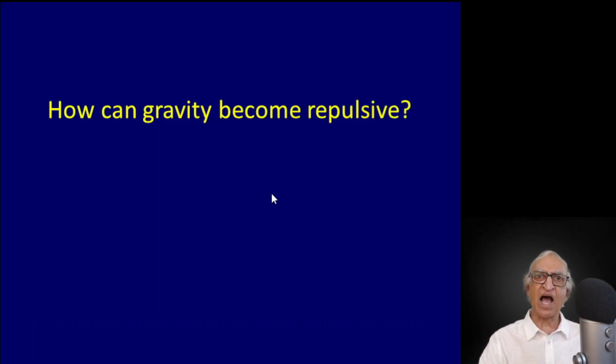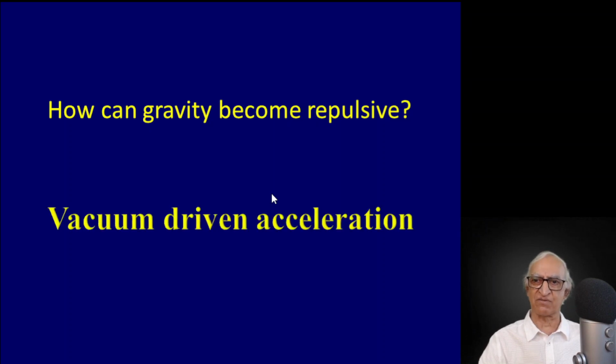So the question is, how can gravity become repulsive? And how can gravity cause an acceleration, an exponential expansion of the universe? That is possible if the energy density of the universe has a component which comes from vacuum. This is known as vacuum-driven acceleration, which I already introduced when we discussed the acceleration of the universe, but let me state it once again. It never hurts to listen to it a second time.